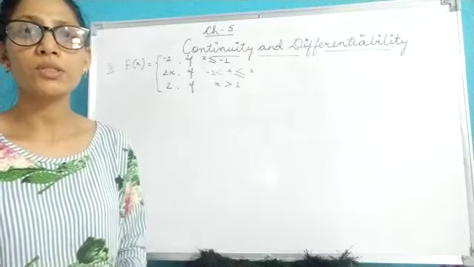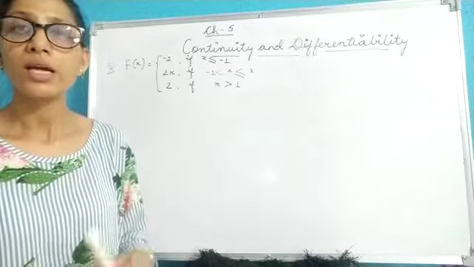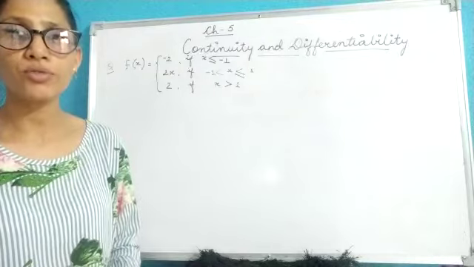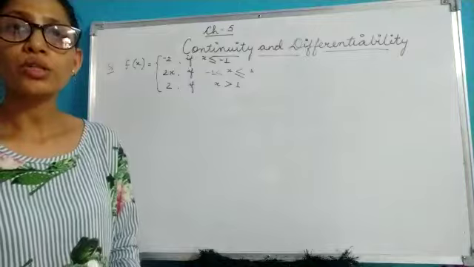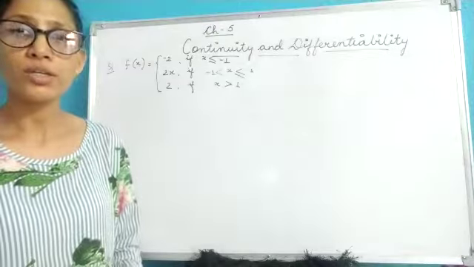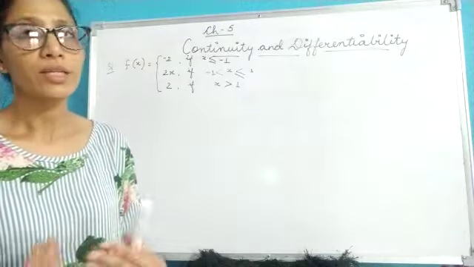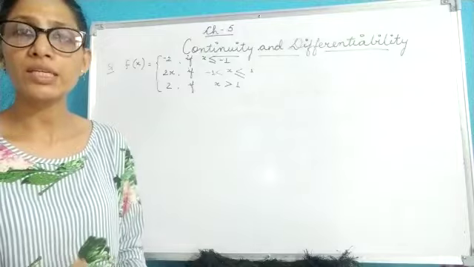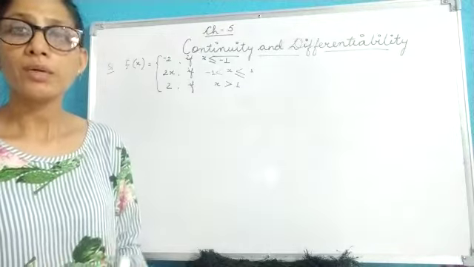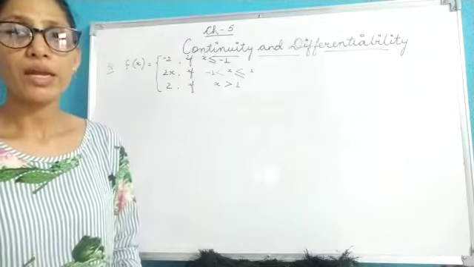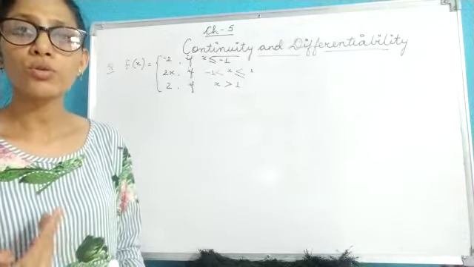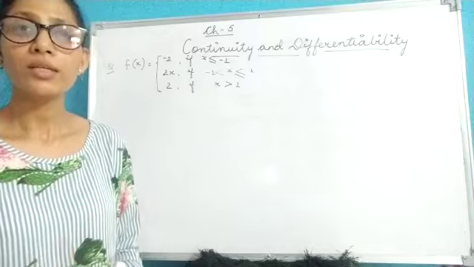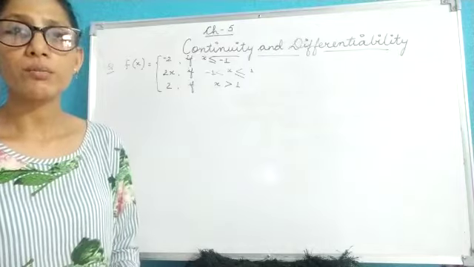In simple words, or in day-to-day life words, I can define continuity of a function as follows: if we are able to draw the graph of a given function without lifting our hand, then we can say that the given function is continuous. But if anywhere we have to lift our hand to continue drawing the graph further, then it is discontinuous at that point.